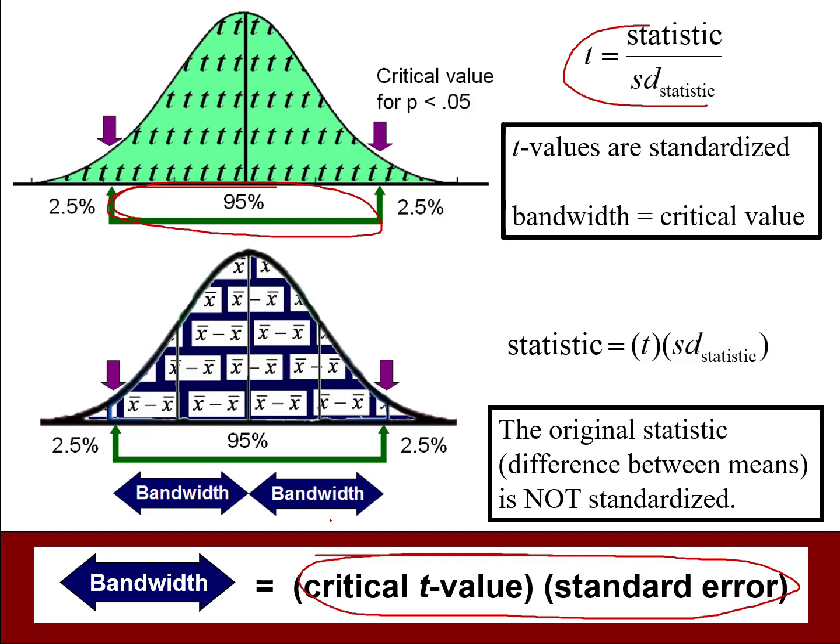To create a bandwidth for a statistic, we will first figure out the critical value based on the sample size, and then we'll multiply that critical value times the standard error for that statistic, and that will give us a bandwidth for that statistic. It will give us a bandwidth using the original scaling units for that statistic and not standard error units. So we know that if we replicate our study over and over, 95% of samples will fall plus or minus that bandwidth.